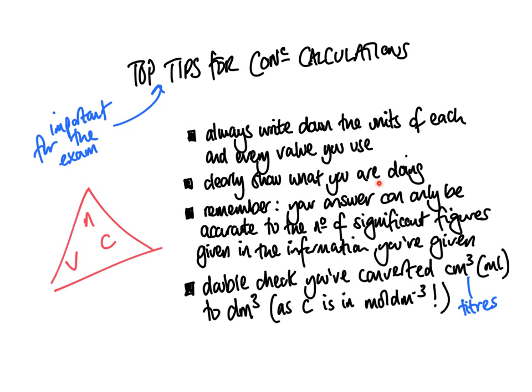Going back here, just clearly show what you are doing, so show it step by step as you go through a calculation, and show clearly the formulas that you're using, whether they've been rearranged or whatever. And then finally, just remember your answer can only be accurate to the number of significant figures given in the information you're given at the beginning. So if you're given 3 significant figures as your information at the beginning, your answer needs to be 3 significant figures. If you're given only 2 significant figures for the concentration at the beginning, then your answer needs to be 2 significant figures.